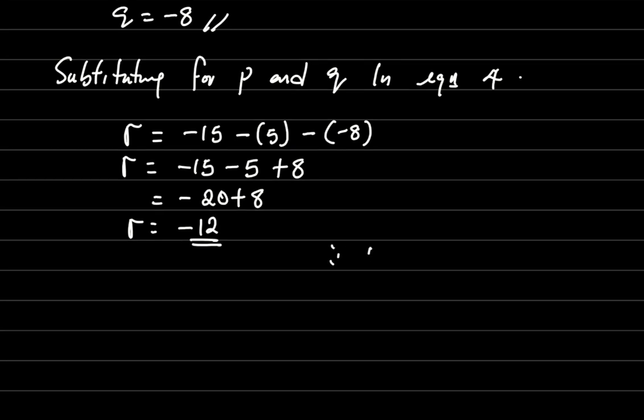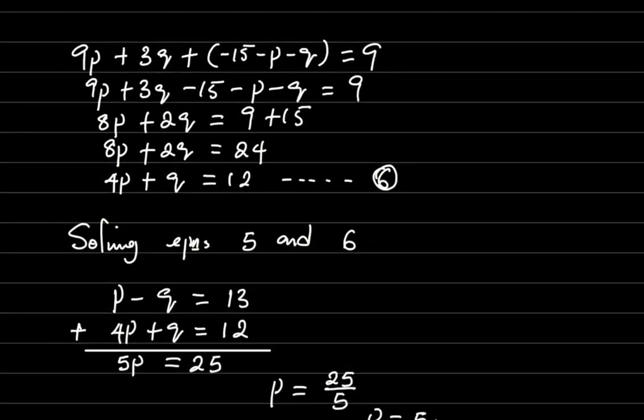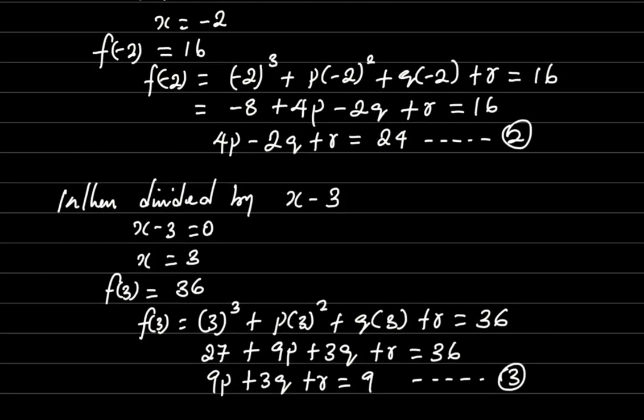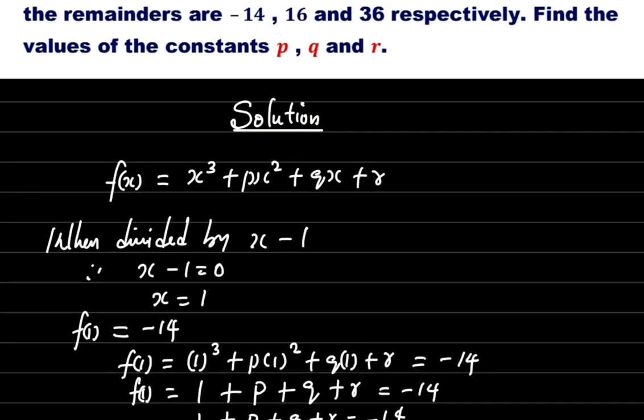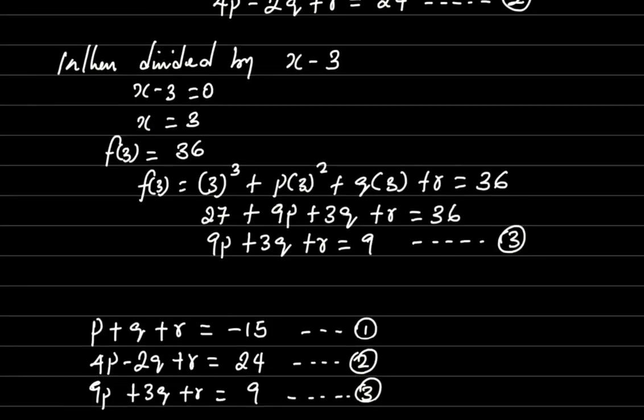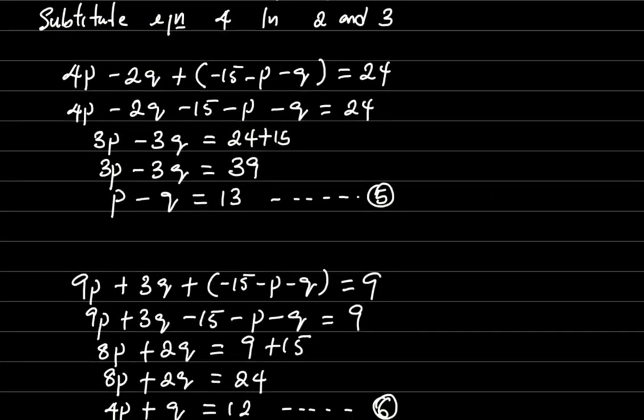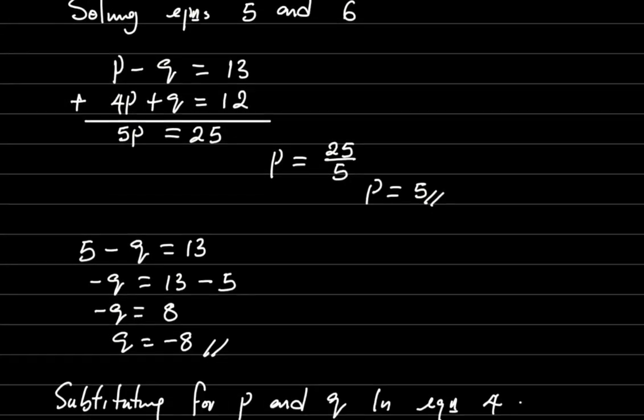So I've found a way of getting my P, Q, and R. In summary, my P is equal to 5, my Q is equal to minus 8, then my R is equal to minus 12. And the question actually says we should find the values of the constants P, Q, and R, which is exactly what I've done. It's a very interesting question. I think it's very simple.